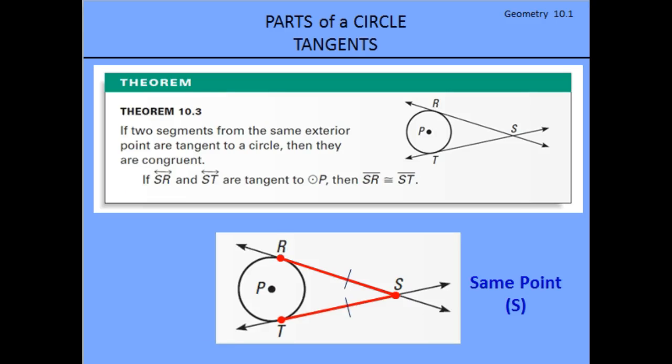Another theorem. If two segments from the same exterior point are tangent to a circle, then they are congruent. What? Well, if we use the diagram, then we can see that SR and ST are going to be congruent if they are the same distance from the same exterior point. That would be S. So if these are the same distance from S, they are congruent. Let's use it.